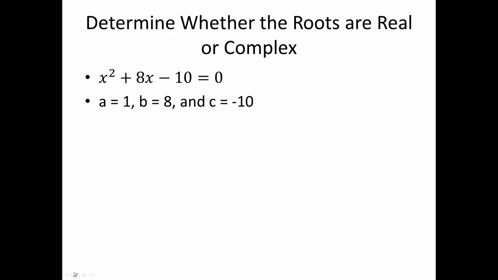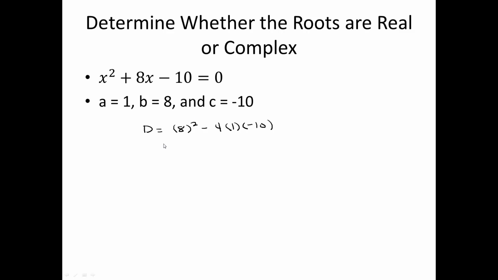Okay, so we'll take this example. We have x squared plus 8x minus 10 equals 0. We know that a is 1 because that's the number in front of x squared. b is 8 because that's the number in front of x, and c is negative 10 because that's the number out here by itself, and it has a minus sign in front of it. So we'll plug that into our discriminant formula, b squared minus 4ac. So 8 squared minus 4 times 1 times negative 10.